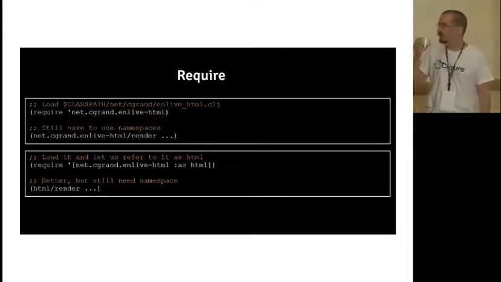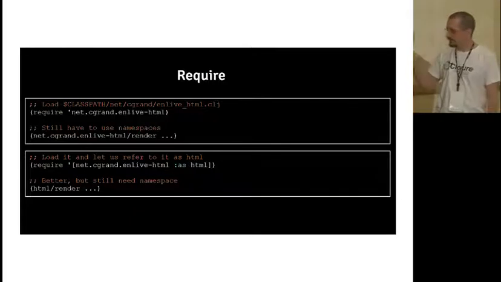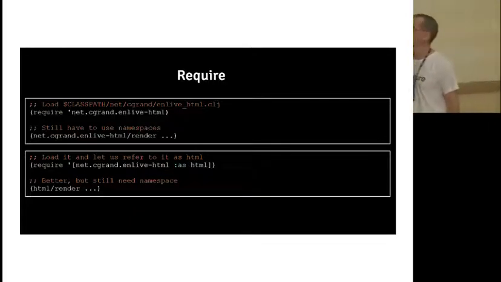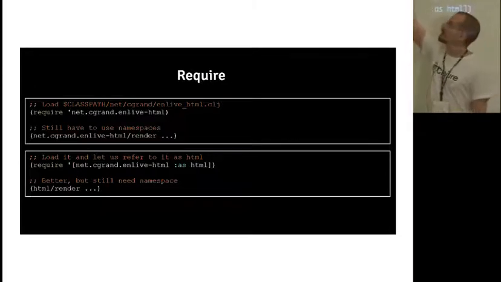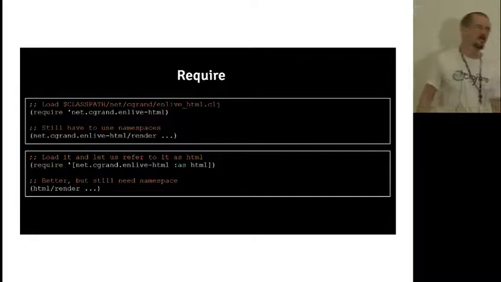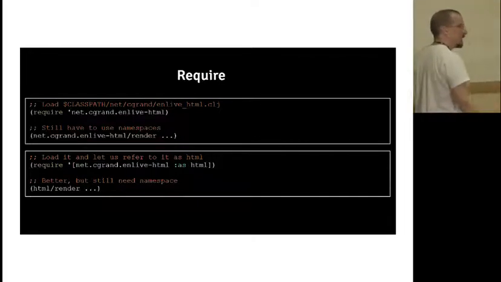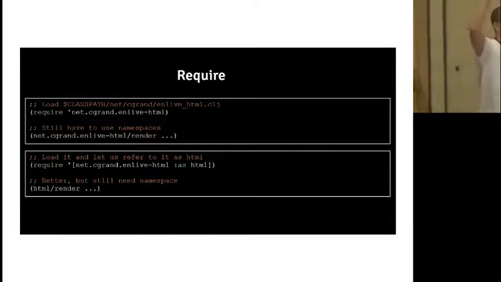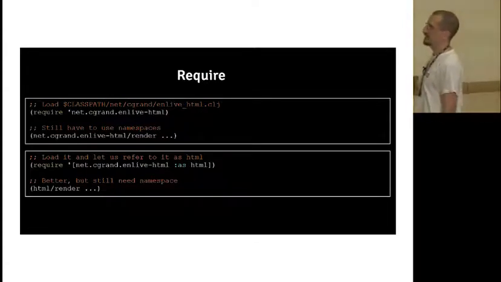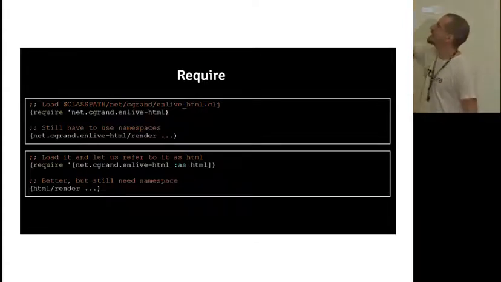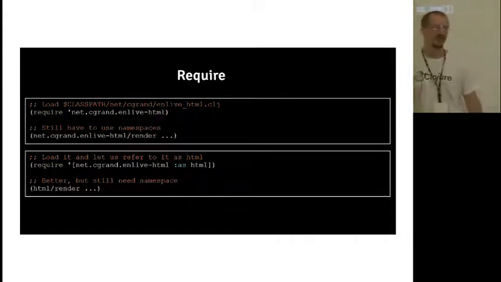So here's this method, require. What does it take? It takes the name of a library. The name of this library happens to be net.cgrand.enlive-html. Anybody here ever worked with Enlive? It's a really cool library. Yeah, it's an HTML templating library. It doesn't really matter. I just picked this one because it's got a couple cool things in it. It's got dots in the name, and it's got dashes.